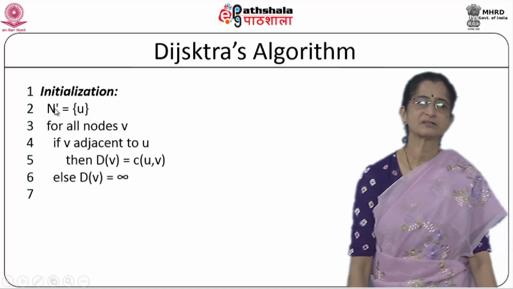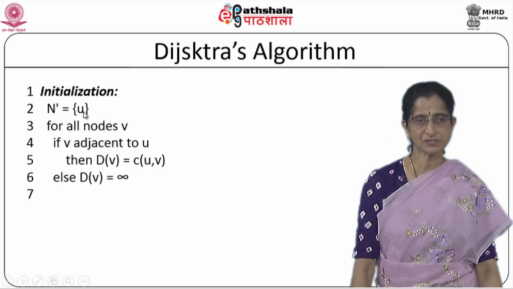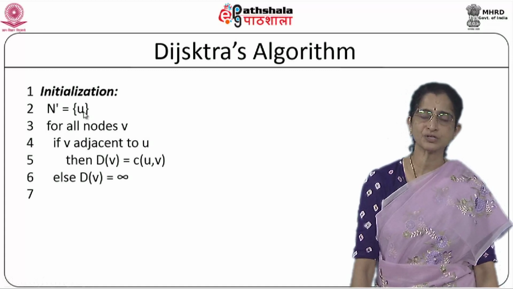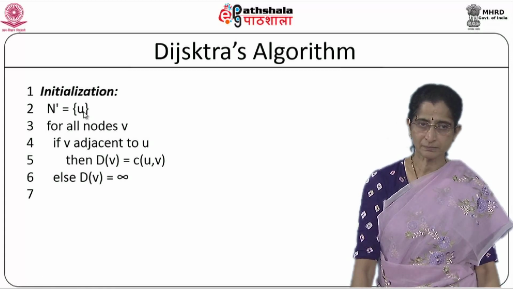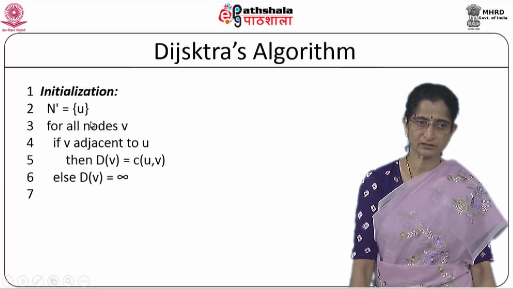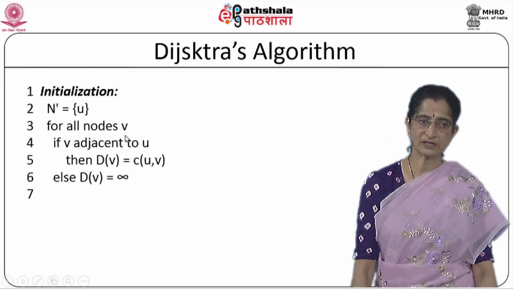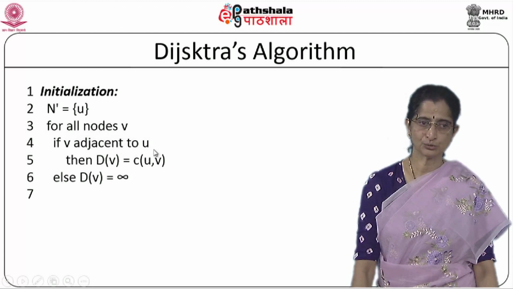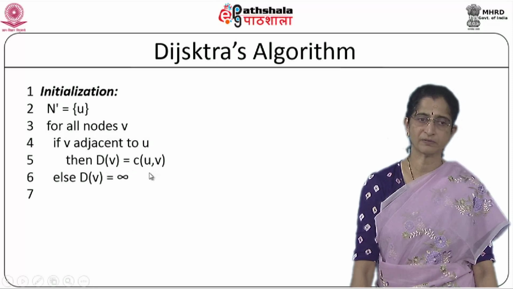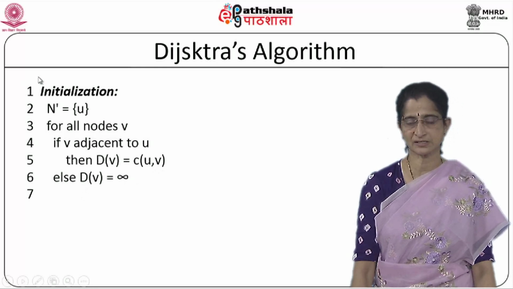Initially we start off with this initialization. Your N', the set for which the information is known, is set to u. u is the node at which this algorithm is running, and we are trying to calculate the path from u to all the other nodes in the network. So we start off with N' equal to u, and for all nodes v, if v is adjacent to u, you mark the distance to v as the cost of (u,v). This cost is known to you because these are your immediate neighbors, and for all the others you set the value to infinity. So this is the initialization that we do.